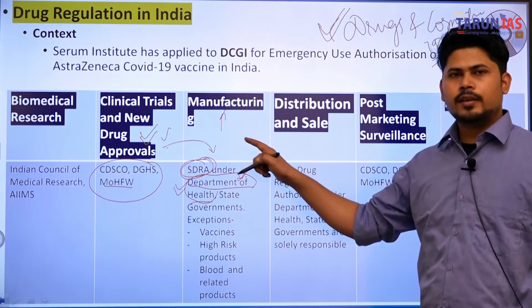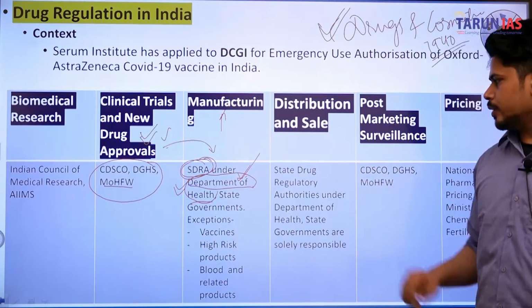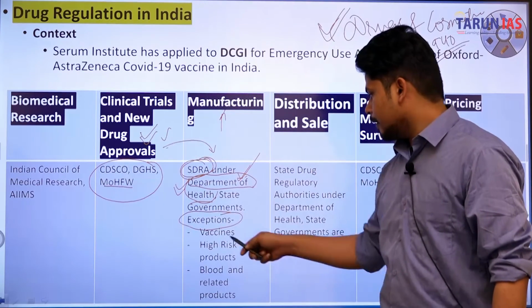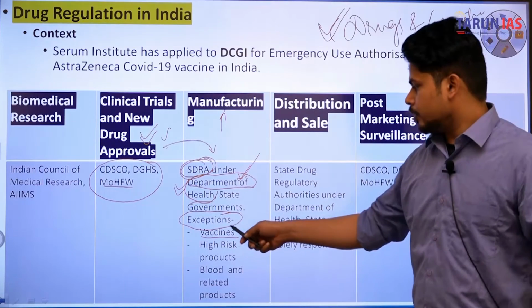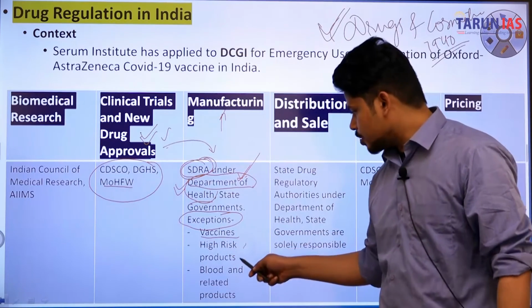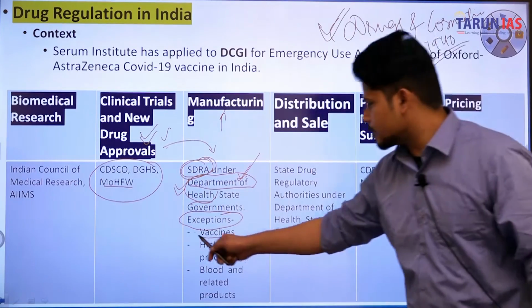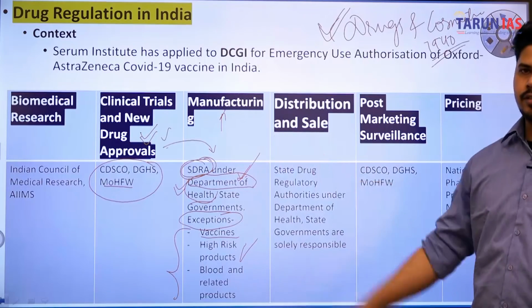Clinical trials will be controlled by the central government. Drug manufacturing will be controlled by state governments. What are the exceptions? There are a few, like vaccines. The manufacturing of vaccines can be regulated only by the central government. High-risk products and blood-related products are also exceptions, and these can be regulated only by the central government.